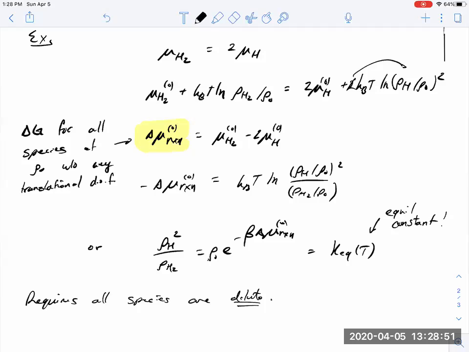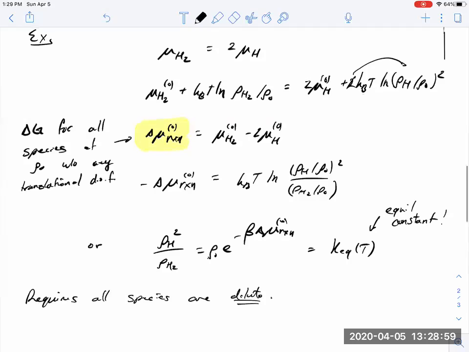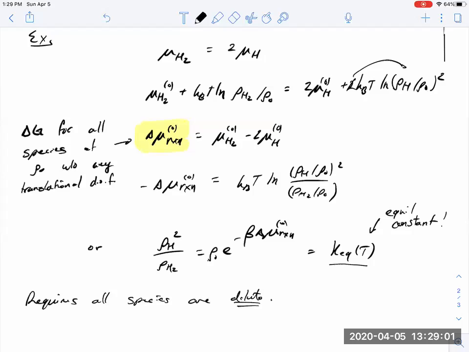You might ask yourself, well, what would change if we did not have dilute solutions? Well, in principle, that would mean that this equilibrium constant would depend itself on concentration. So you couldn't solve uniquely for the concentrations only on one side. Okay, so that's what we had talked about before.